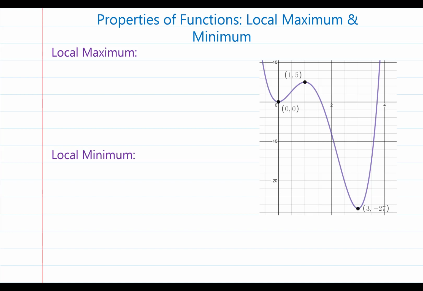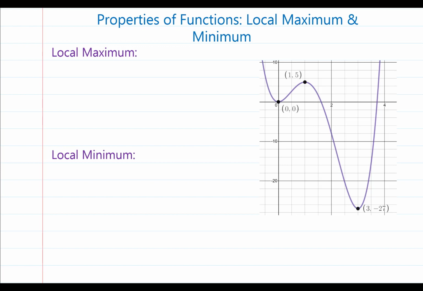Welcome back, mathematicians. In this video, we are going to look at a property of functions, specifically the local maximum and minimum of a function. Now, some textbooks call this, instead of a local maximum and minimum, a relative maximum and minimum. It means the same thing. So I'm going to stick with the verbiage of local, but what is the local maximum?